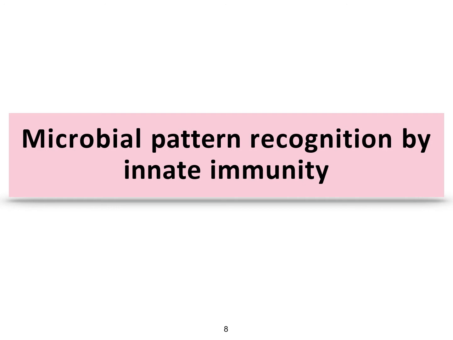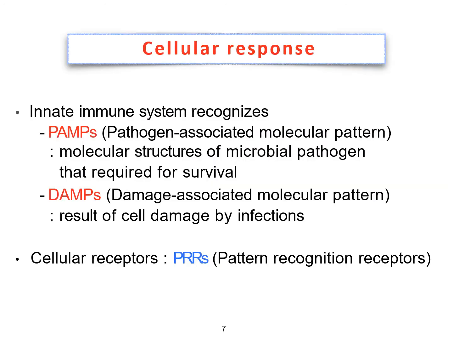So now coming to the microbial pattern recognition by innate immunity. I have told you this is the main topic for today. The cellular responses of innate immunity: the immune system recognizes two types of patterns associated with the pathogens. One is PAMP and the other is DAMP.